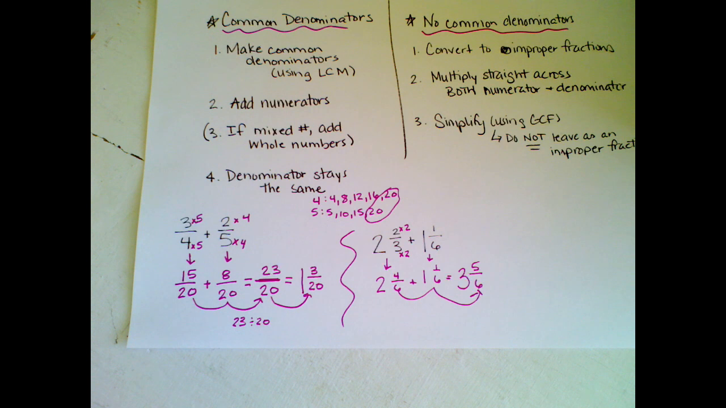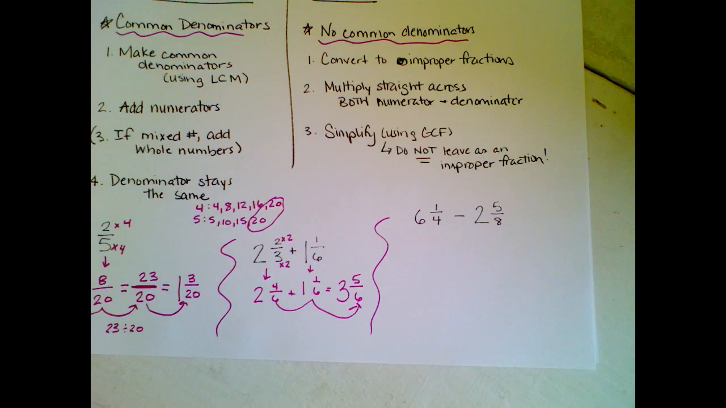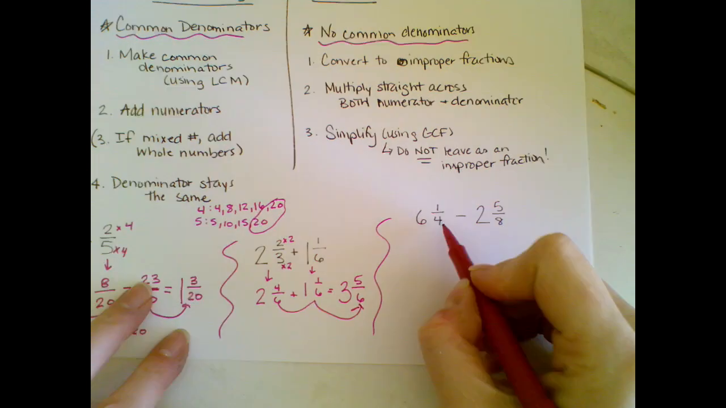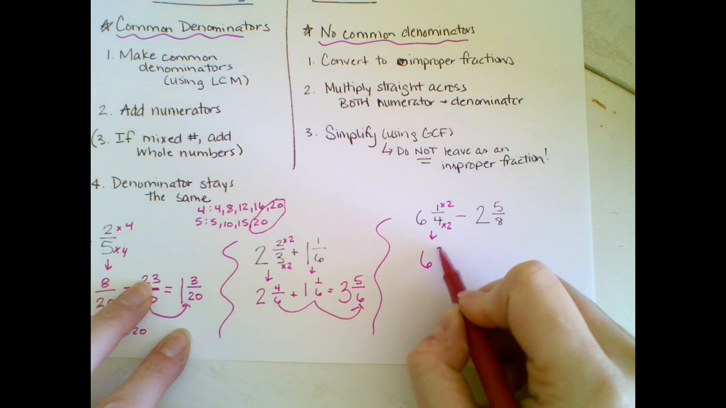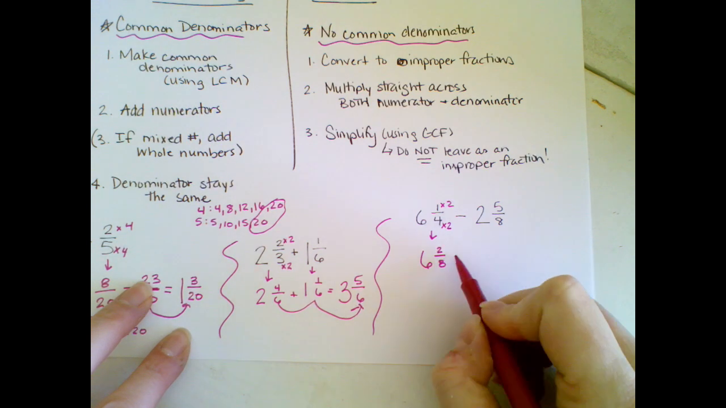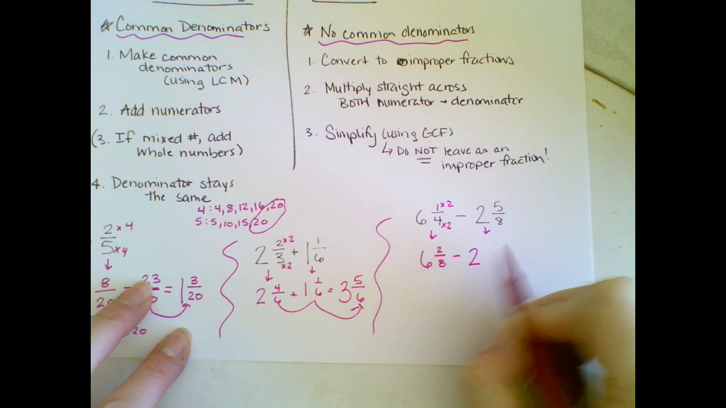So you can see here that I just added the two whole numbers, and I added the numerators, and the denominator stayed the same. All right, subtraction works the same. So we still need to have common denominators. We have 6 1/4 minus 2 5/8, so write that on down for me. We're going to find common denominators here. So the 4 can be made into an 8. 6 2/8, and then this mixed number is going to stay the same, minus 2 5/8.